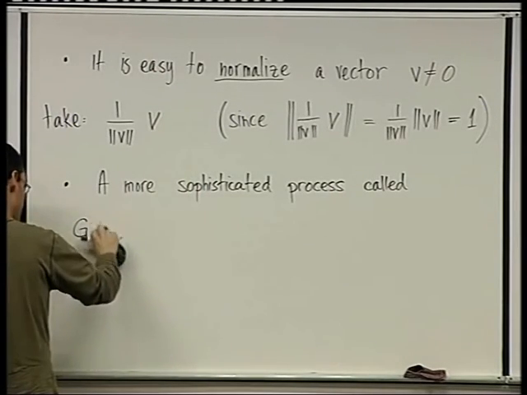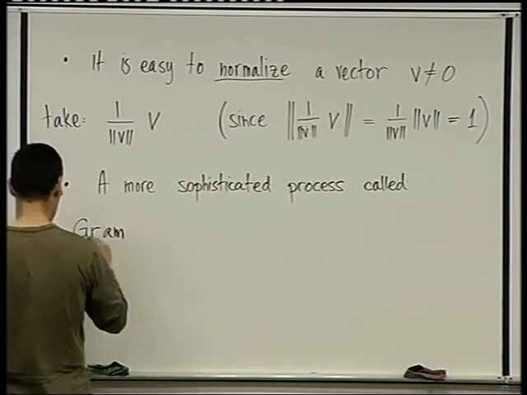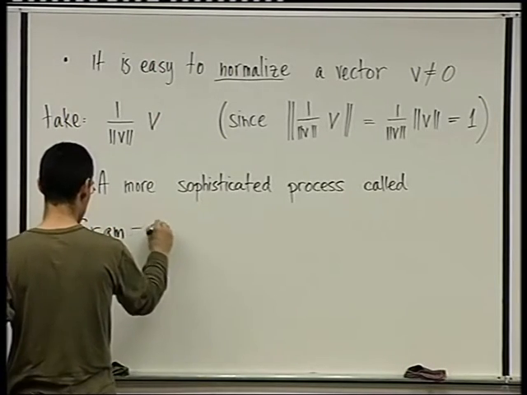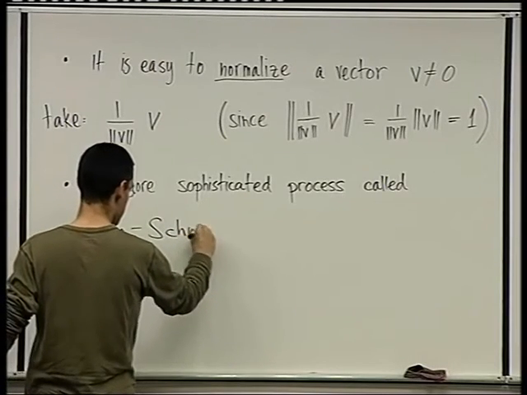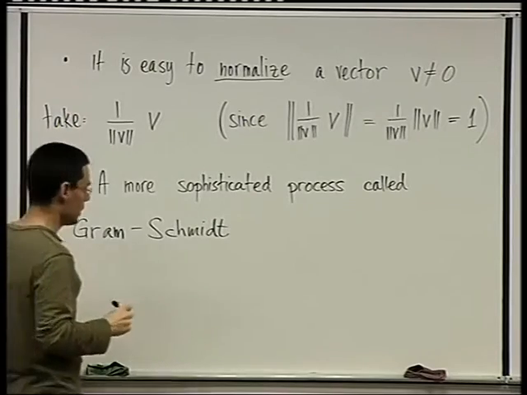No, not Cauchy-Schwarz. That is something else, as you know. Gram-Schmidt. Double M or single M? I think single M. Schmidt. It's called Gram-Schmidt.